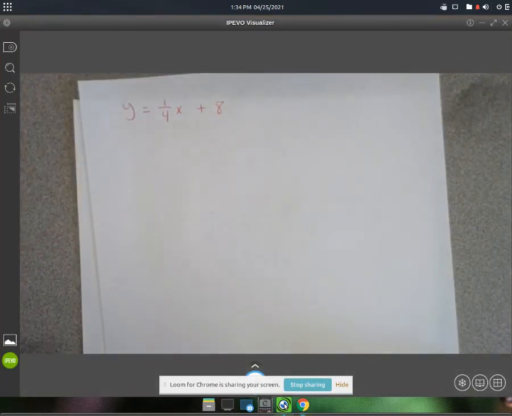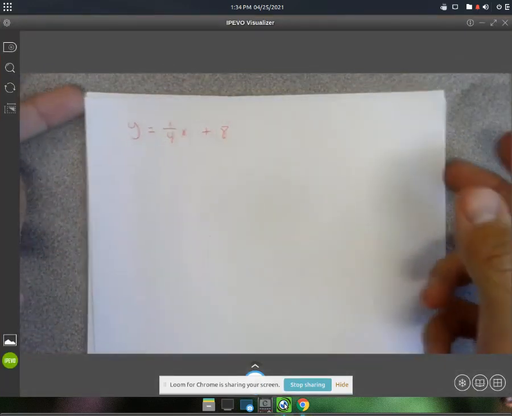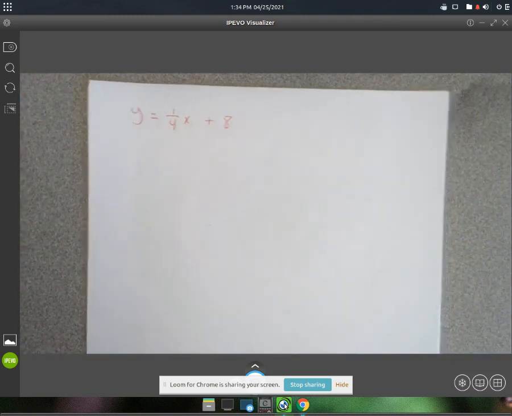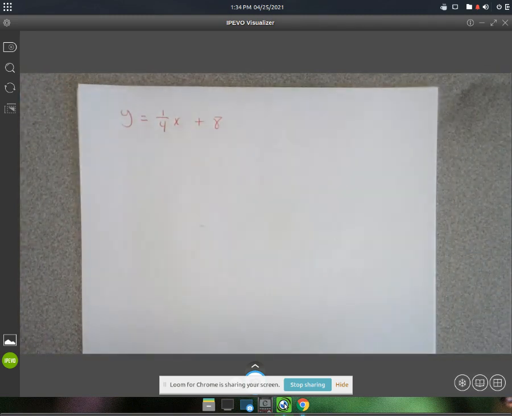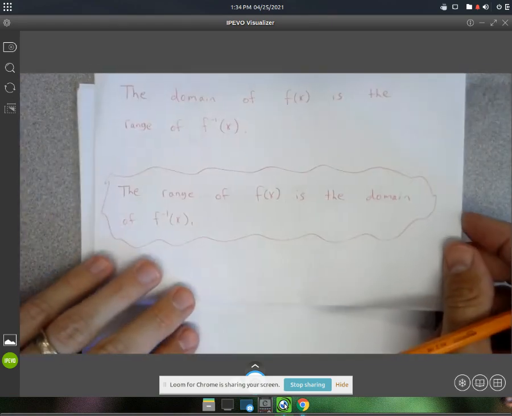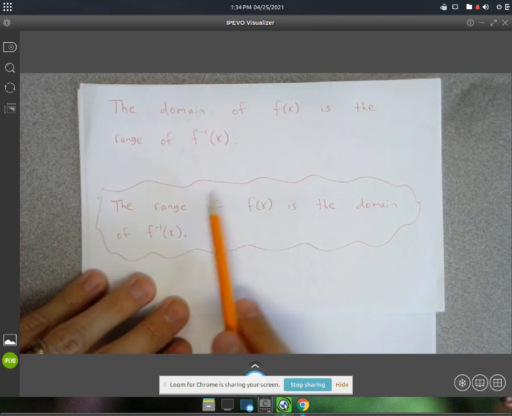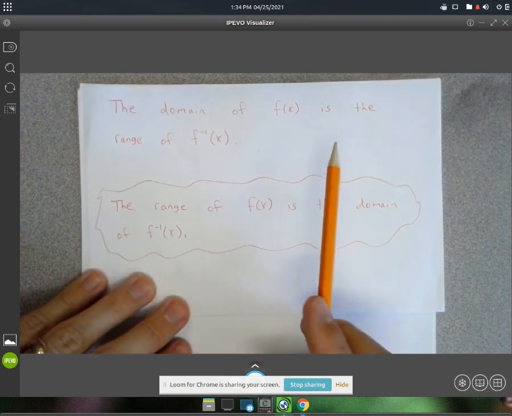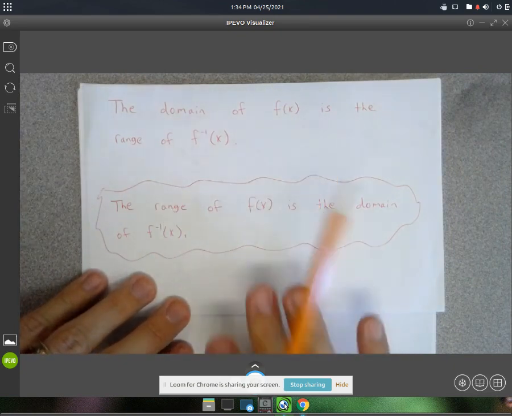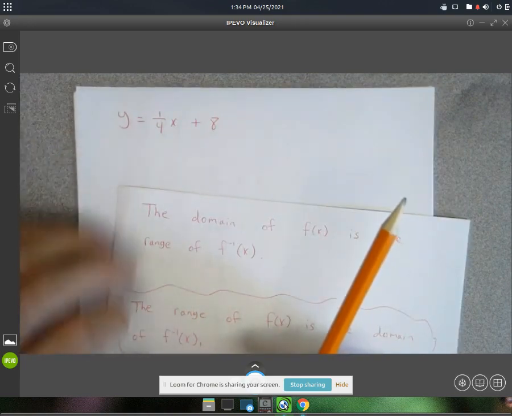All right, we're going to find the inverse of this function here, of a nice linear function. So I don't have to worry about any of that domain restriction stuff. These lines are kind of nice because they go on forever in both directions. And so when you think about this rule where the domain of one is the range of the other, it's not that big of a deal for lines.